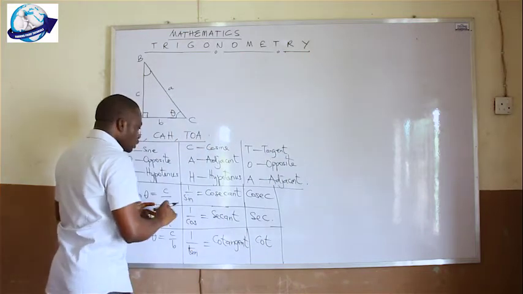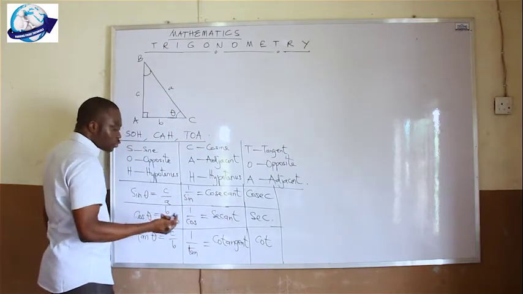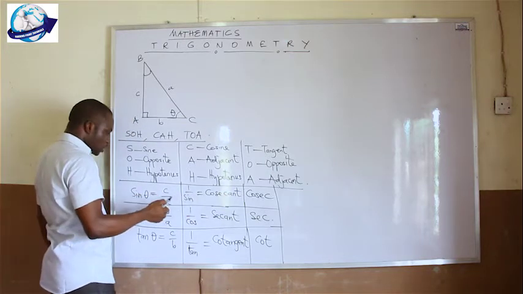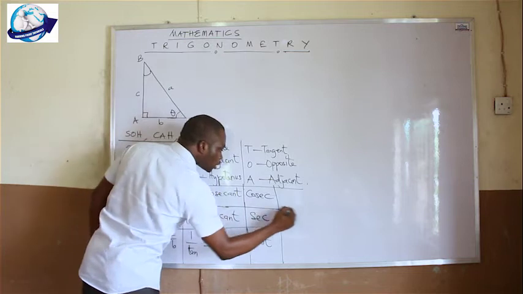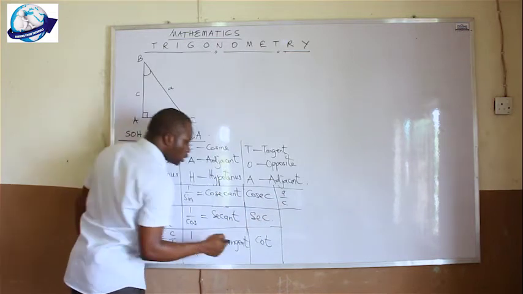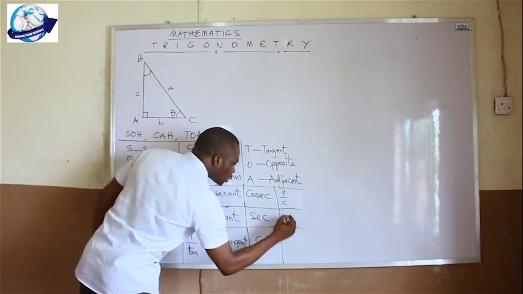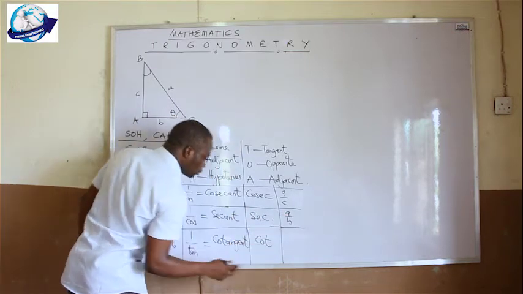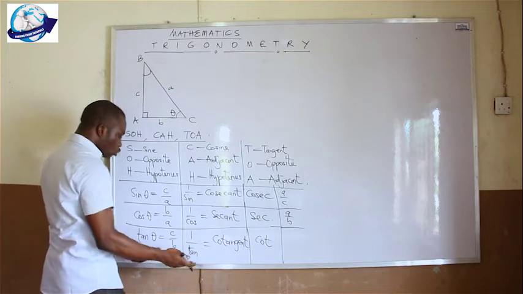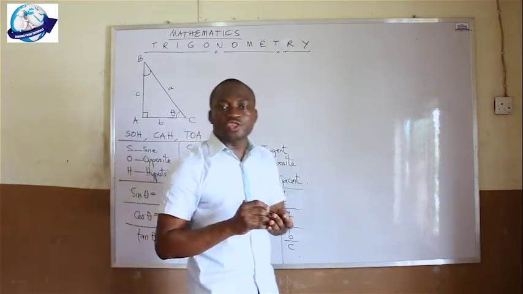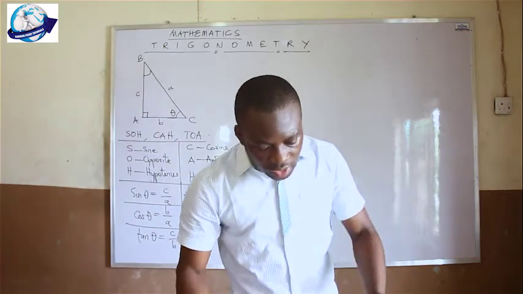So if I want to give you the values here now, just for me to swap it. What is the cosec theta? Cosec theta is now A over C. I'll just swap it here. Now what is your secant? Secant becomes A over B. And of course, your cotangent becomes B over C. So that tells you that in trigonometry we also have inverse.